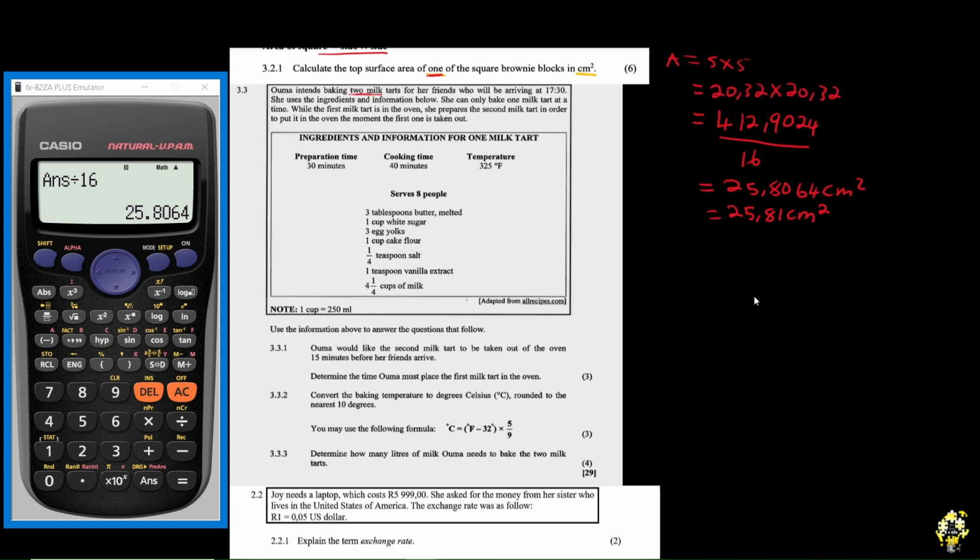So the question that I would like us to focus on here is this one. Why? Because it's asking us to determine how many liters of milk Oma needs to bake the two milk tarts. So in order for us to understand how many liters she needs, we have to come here, because this is where we are being told that in order to bake one milk tart, she needs 4¼ cups of milk.